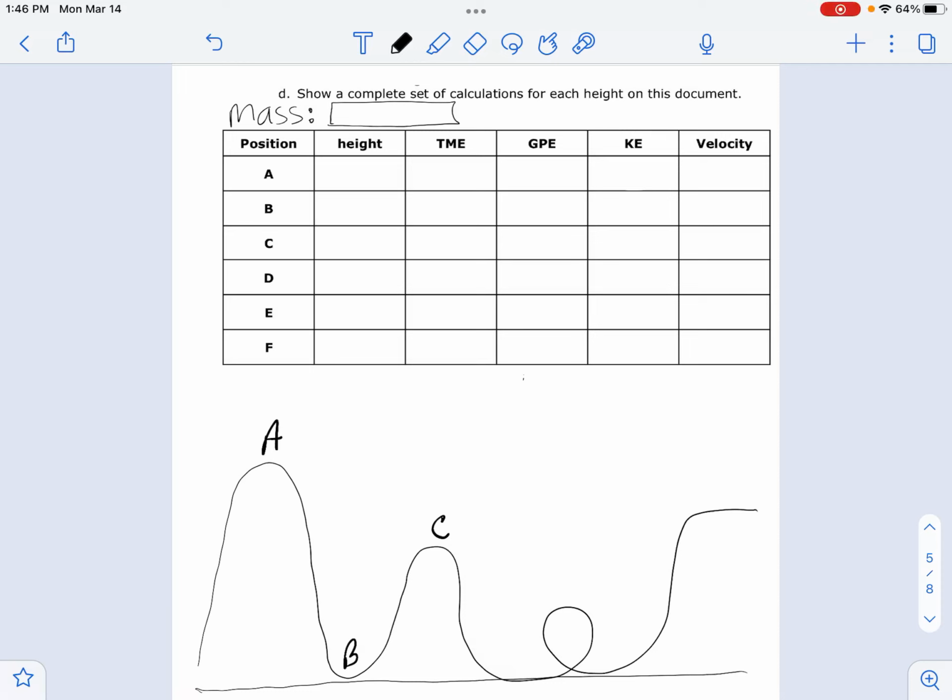Here's an example roller coaster problem if you need some help with the math as we go. The most important thing to think about is that the total mechanical energy, so the total energy on the ride, is going to remain the same throughout the entire ride because energy is conserved always. So whatever the total energy is here, it's going to be the same here and here and here and here. It doesn't matter where you are. Total energy is the same everywhere.